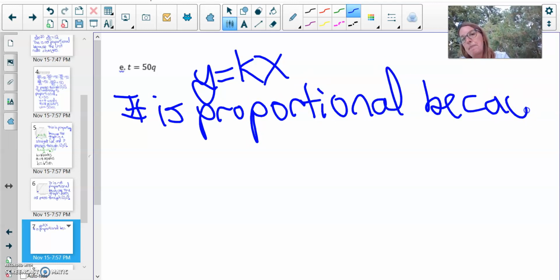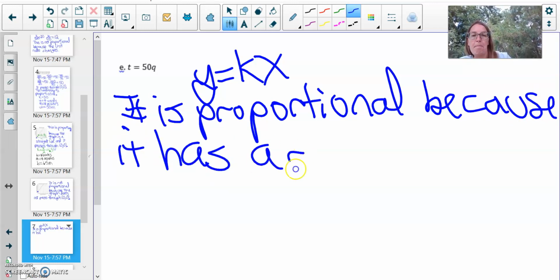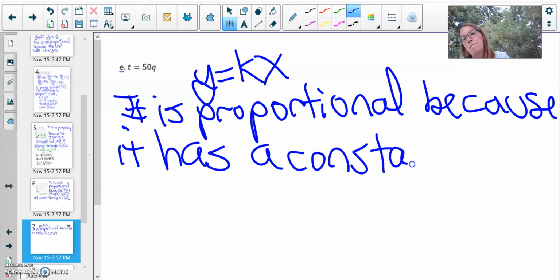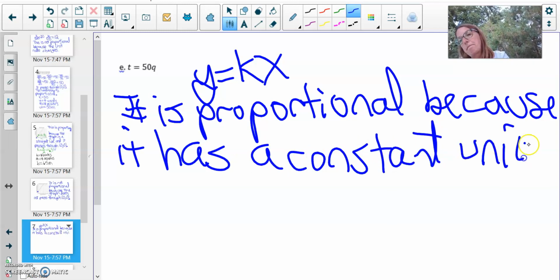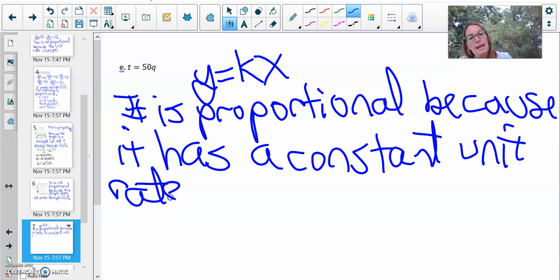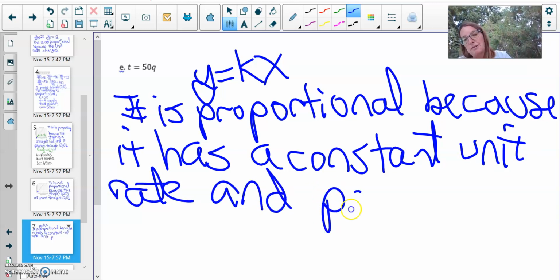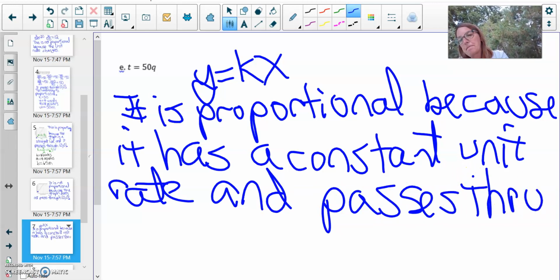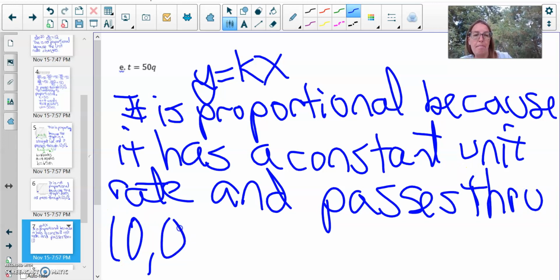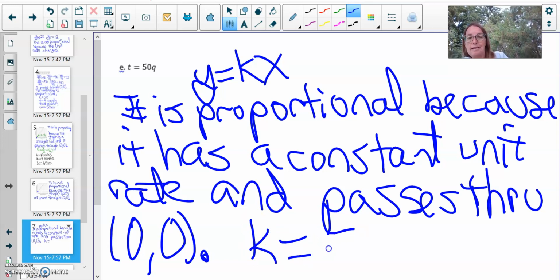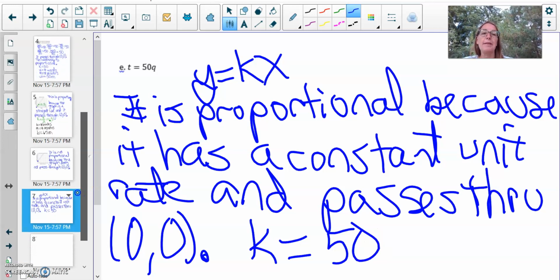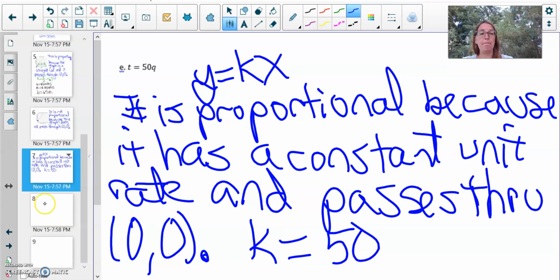Because it has a constant unit rate and passes through the ordered pair 0, 0. The constant of proportionality is the 50, the coefficient. And we don't have to write the equation because they gave us the equation to begin with.